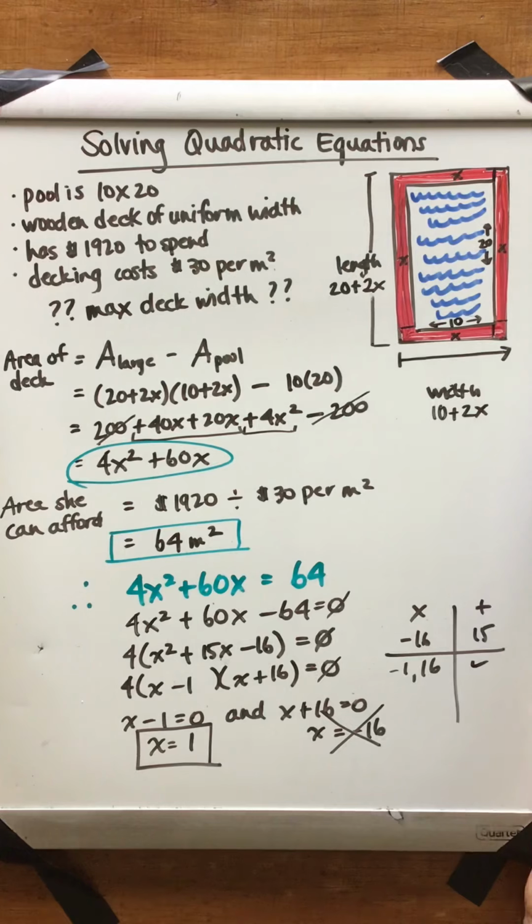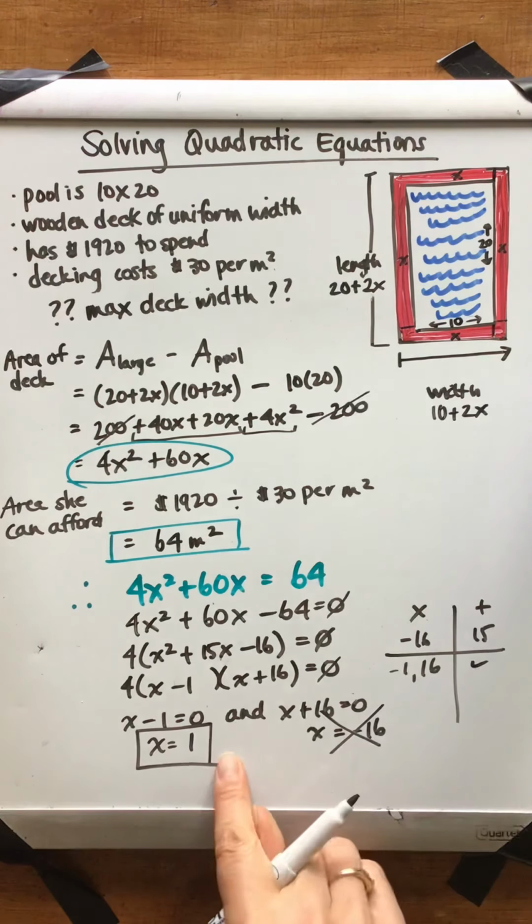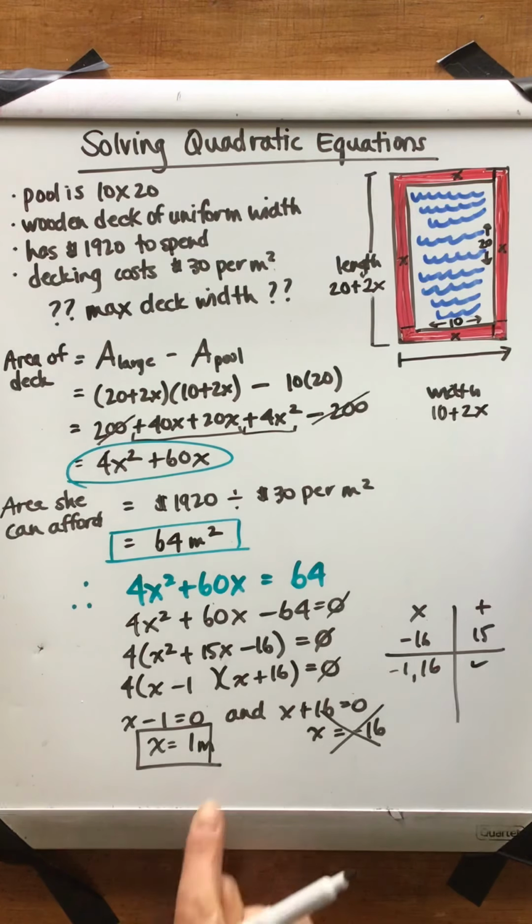So does it make sense to have a 1 meter width all the way around? And the answer is yes, it does. So therefore, the widest that the deck can be is 1 meter all the way around. That's what she can afford to build.